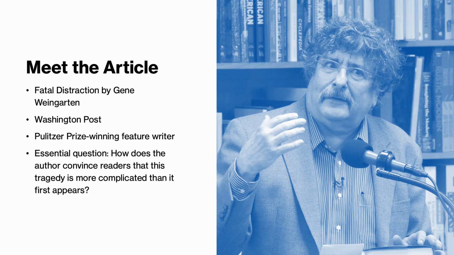So let's talk about the article that I had you read this week. The article is called Fatal Distraction. It's written by Gene Weingarten, and it was published in the Washington Post. Weingarten is a Pulitzer Prize winning writer, and the question that I really want you to think about as you study this article is, how does the author convince readers that this type of tragedy is more complicated than it first appears? So we're going to be talking about what an argument is, how arguments work, and we're going to be using Fatal Distraction as an example.